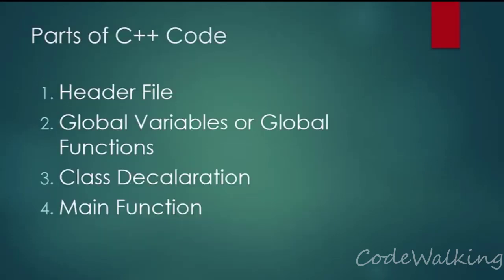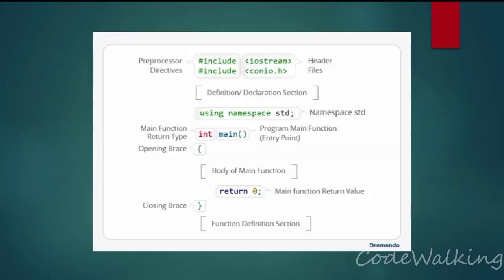There are 4 parts of C++ code. First, the header file, then global variables or global functions, class declaration, and the main function. So the header file is basically iostream or all that. Those are the header files which contain all the functions which we are going to use in the code, and the preprocessor directives are used to include these files into the code. And the definition or declaration section is used to declare a namespace.